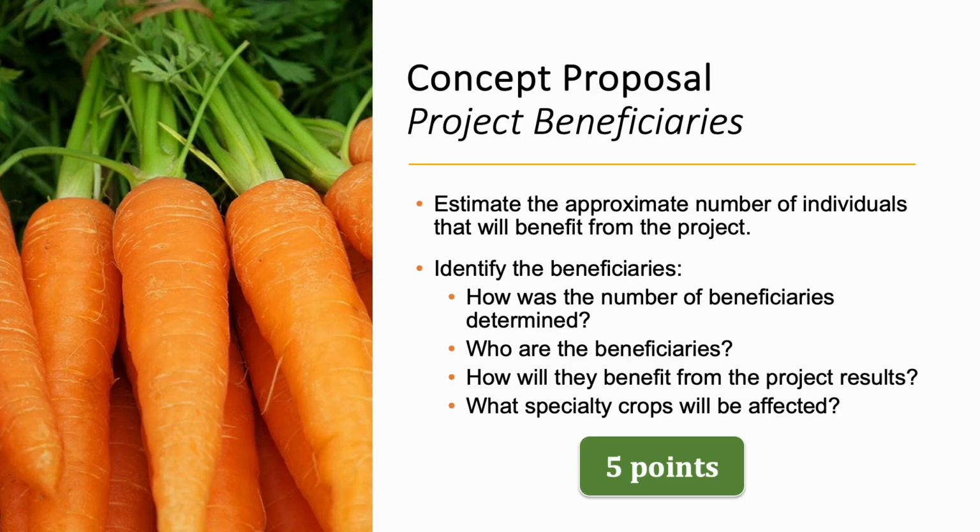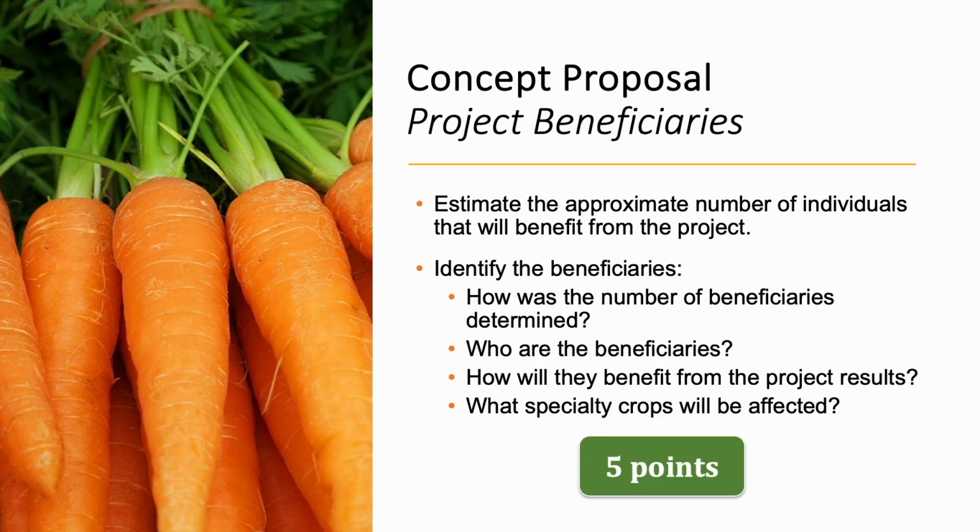The next question asks you to identify and describe the project beneficiaries. In the first text box, estimate the number of project beneficiaries. This number should be realistic, tractable, and reportable. In the second text box, describe how the number of beneficiaries was determined, who the beneficiaries are, and how they will benefit from the results of the project.